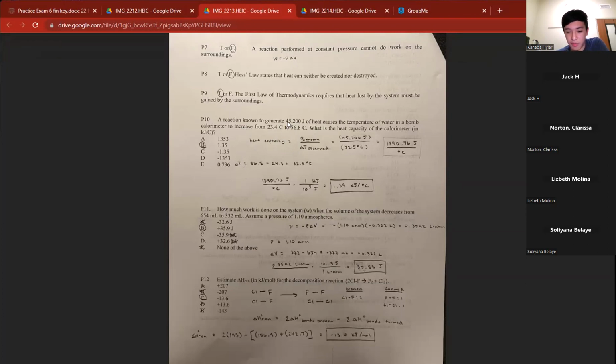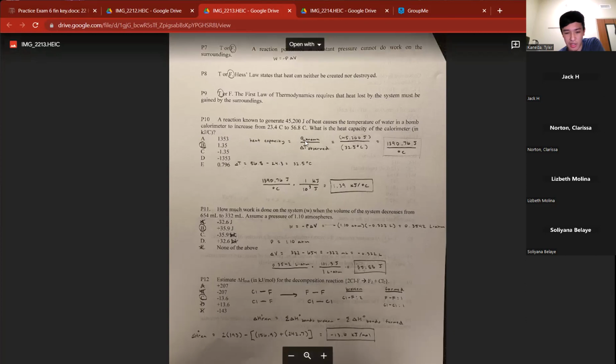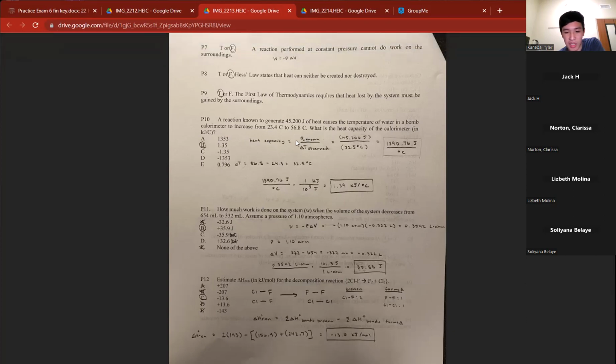A reaction known to generate 45,200 joules of heat causes the temperature of water in the bomb calorimeter to increase from 23.5 degrees Celsius to 56.8 degrees Celsius. What is the heat capacity of the calorimeter in kilojoules per degree Celsius? Basically, you just need to know the equation for heat capacity, which is the known heat of a reaction over the change in temperature observed for that calorimeter. So that would be 45,200 joules over the change in temperature, which went from 23.5 to 56.8.